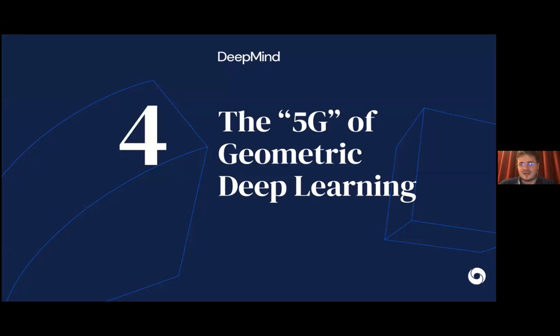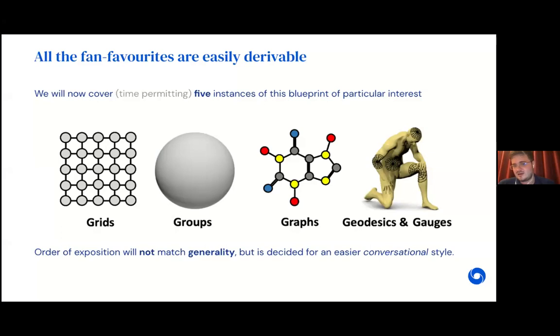And on that note, this basically wraps up the first half of the talk, where we introduce the blueprint and the main concepts of invariance and equivariance. And in the second half, we're going to talk through some of the 5 Gs of geometric deep learning. Specifically, in the book, we cover 5 instances of this blueprint of particular interest: grids, groups, graphs, geodesics, and gauges, which covers aspects of, say, image data, homogeneous groups such as spheres, graph structured data, and also various kinds of mesh or manifold data.